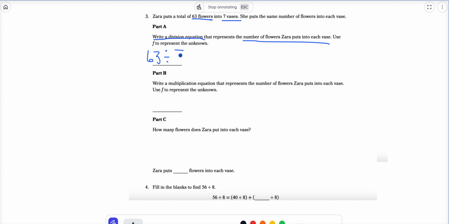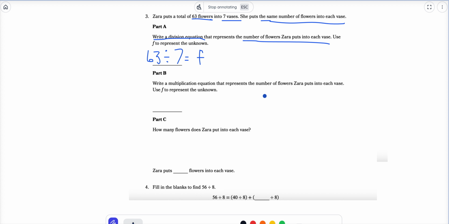Very good, Cassia. 63 divided by 7 equals F. Remember why F? Because we use F to represent the unknown. And the unknown is the number in each vase. And that's what they're asking. She puts the number in each vase, and we need to know how many that is, right?